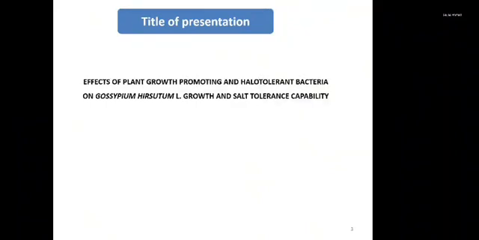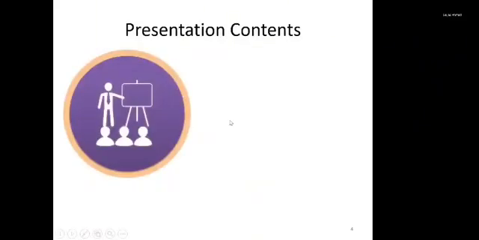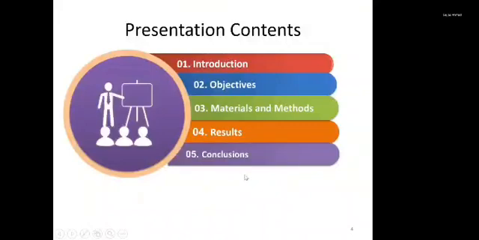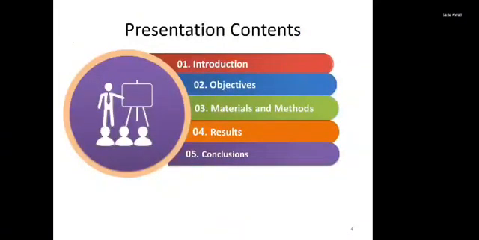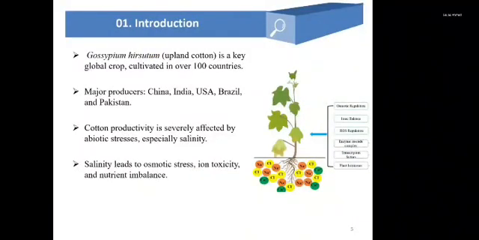We have done this research in our MPhil work, and the presentation should contain the following contents: introduction, objective, materials and methods, results and conclusions. So let's start the introduction. We have selected the plant Gossypium hirsutum, which is cotton, and it is a key global crop cultivated in over 100 countries, but the major producers are China, India, USA, Brazil, and Pakistan.